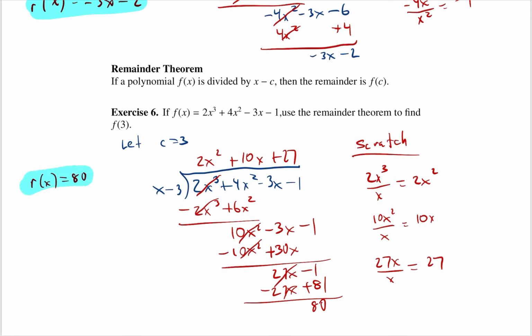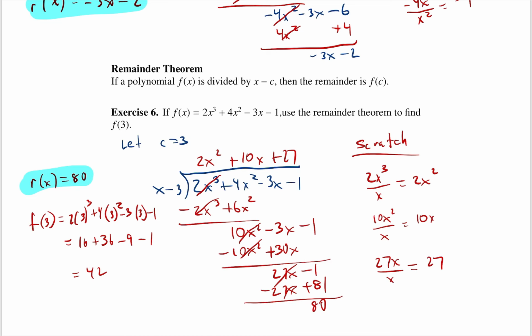We can confirm that by simply substituting 3 into the function, and that'll verify that this remainder theorem is actually true for this case at least. So let's plug in 3 into the function. You're going to get 2 times 3 cubed plus 4 times 3 squared minus 3 times 3 minus 1. And if you work that out on the calculator, you should get 16 plus 9 times 4 is 36 minus 9 minus 1. That would be 42. So I did something wrong here.